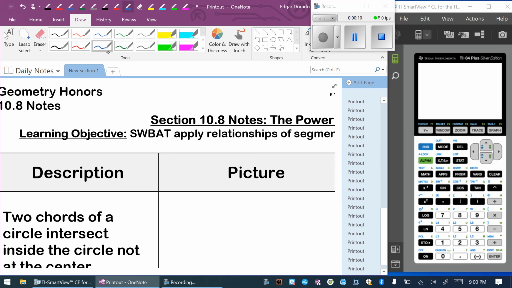So in the past, we found measures of arcs, measures of angles, stuff like that. But we haven't really discussed how we would find the measures of each of these chords, tangents, or secants, given some information. So that's exactly what our discussion is going to be today and what our topic will be on today.